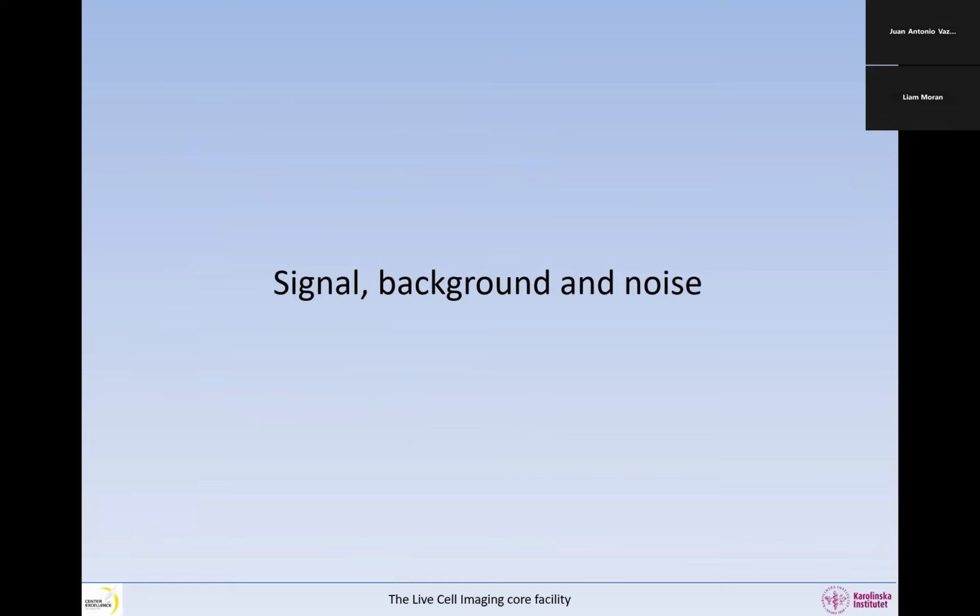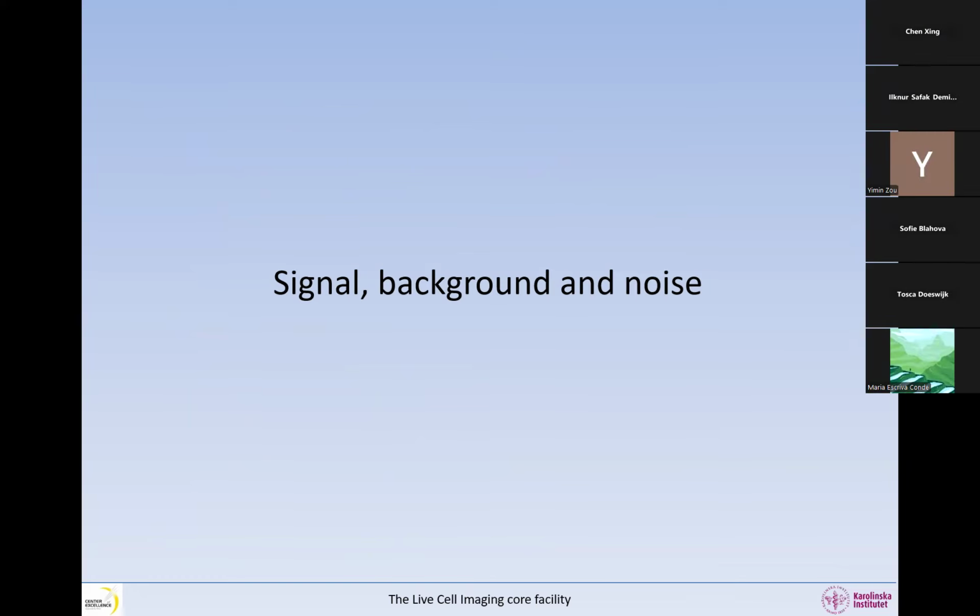No questions. Okay, good. So you will have to figure out all your detectors and also their specifications, pixel size, quantum efficiency, all these types of things. So now I'm going to talk about signal, background, and noise. That's an important thing.